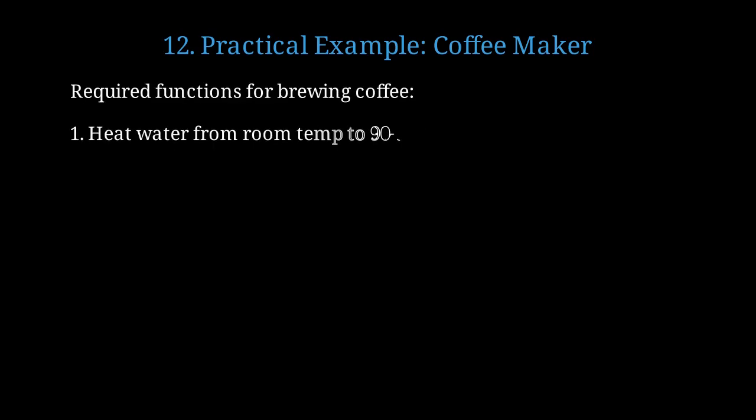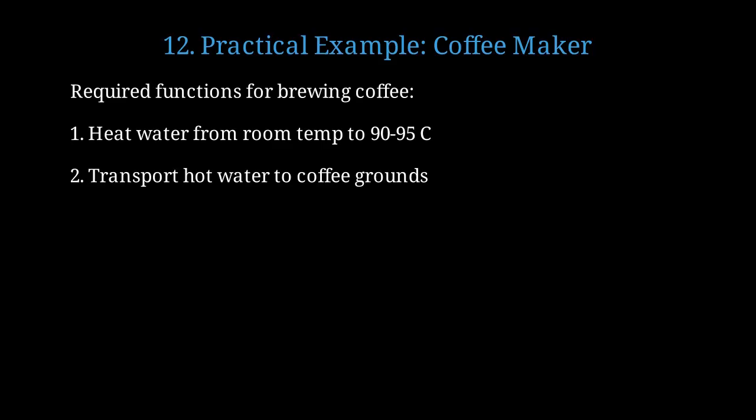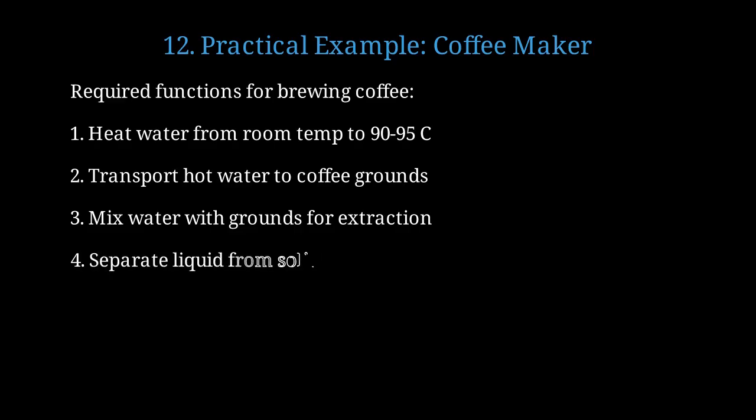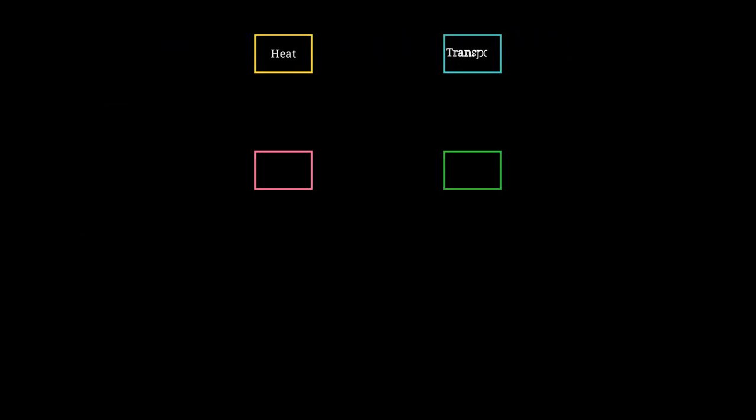Function 1. Heat water from room temperature to 90 to 95 degrees Celsius. Function 2. Transport the hot water to the coffee grounds. Function 3. Mix water with grounds to extract the soluble coffee compounds. Function 4. Separate the liquid coffee from solid grounds. These 4 core functions can each be implemented using different physical mechanisms.